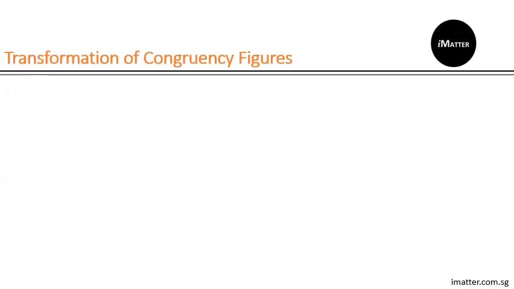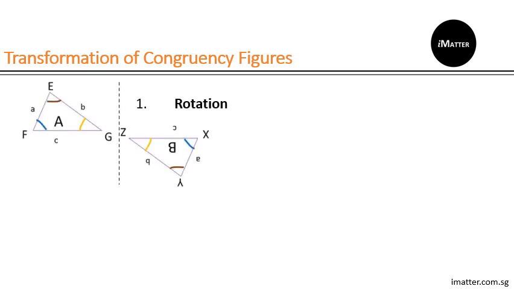Being able to visualize the transformation of congruent figures is very important. This is especially so in the case of a pair of congruent figures, where one congruent figure is in one orientation and another figure is in another orientation. The first combination I would like to show is rotation.